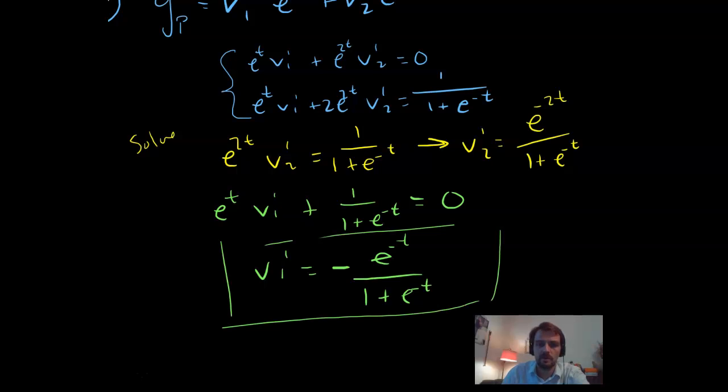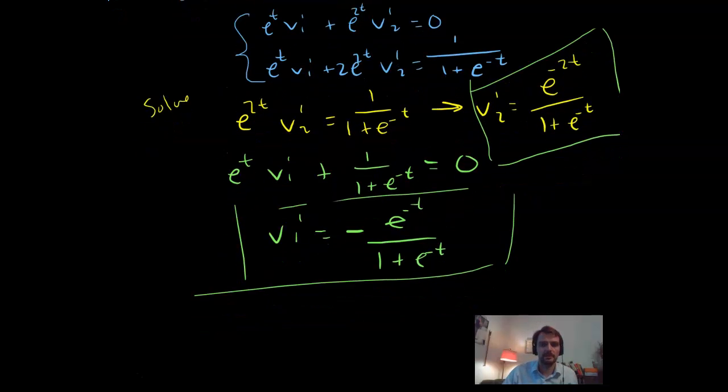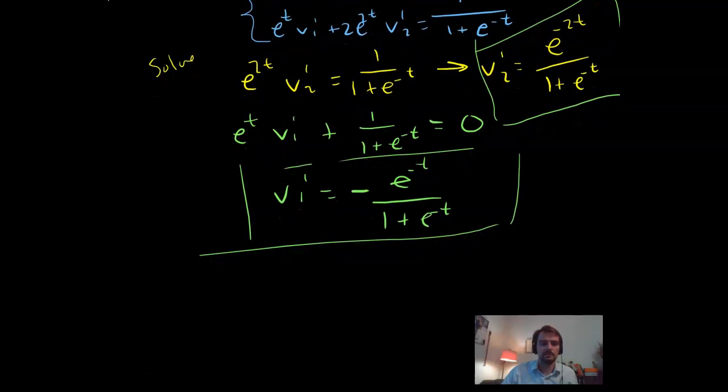Great, so here's one of our derivatives. Here's the other one. So we need to integrate both of these. So that would be step 3 in our method. So for step 3, let's write that down here.